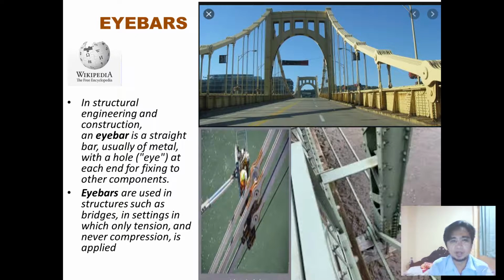And then for the I-bar, usually this is a straight rod with a hole on the edges, of course, to connect basically the members by a pin connection. So I-bars are used in structures such as bridges, in settings in which only tension and never compression is applied. As we can see here in the photo, it is being used as a truss member.